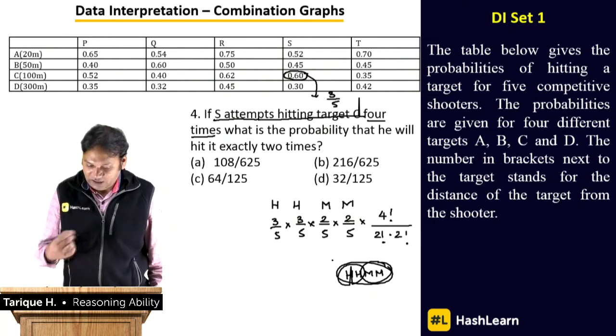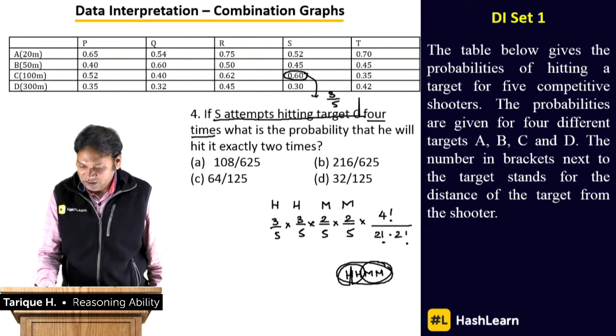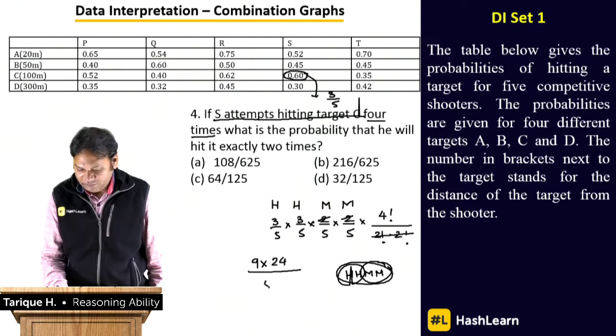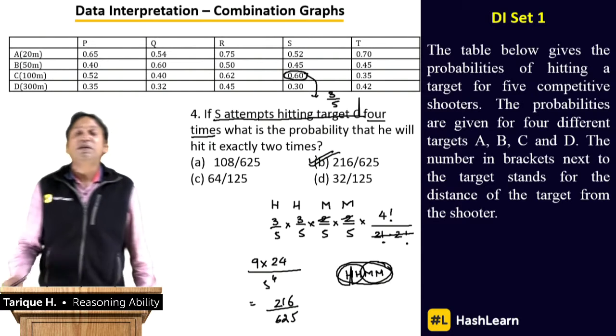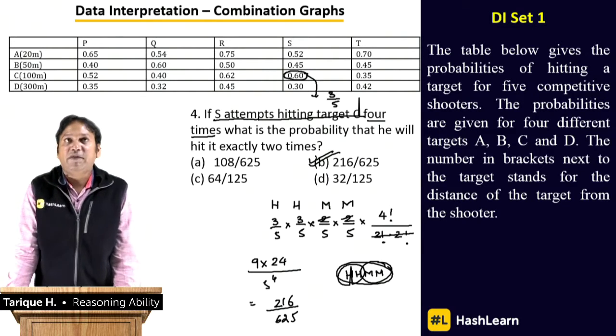Let's see what is the value we are going to get in this particular question. 2 factorial will get cancelled with this 2 and 2. So we get 9 into 4 factorial, which is 24, divided by 5 power 4. And 9 into 24 is 216 by 5 power 4, which is 625. So the answer will be B, that is 216 by 625.